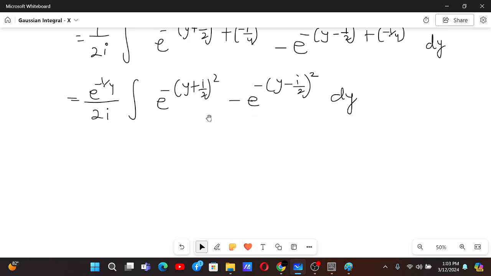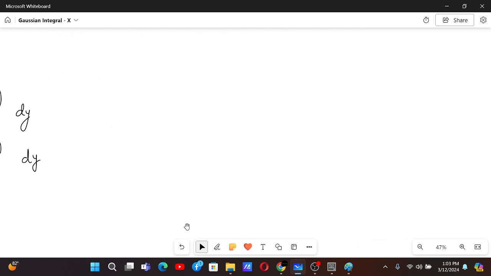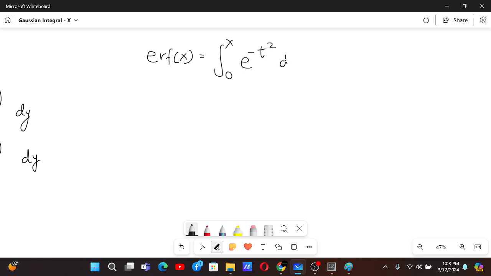So for this we can use the erf function. Let me now share about the erf function. Basically erf of x is defined as integral from 0 to x of e to the power minus t square dt. And if we have integral from, let's say, a to b of e to the power minus t square dt, this can actually be written as integral from 0 to b minus integral from 0 to a. That's why this will be erf of b minus erf of a.